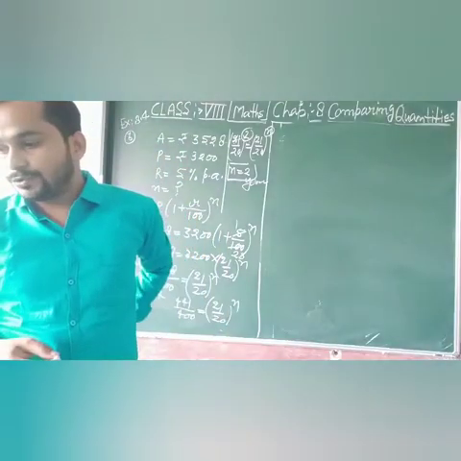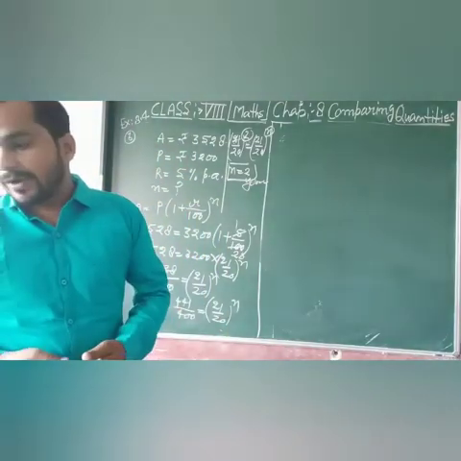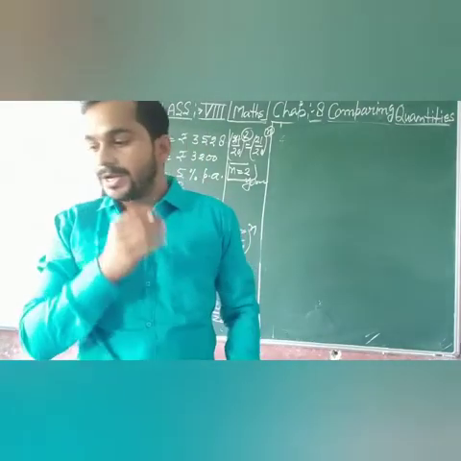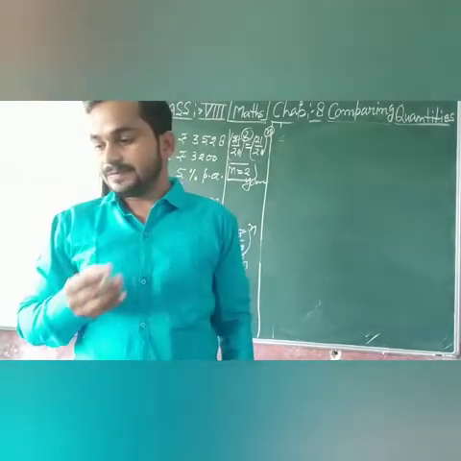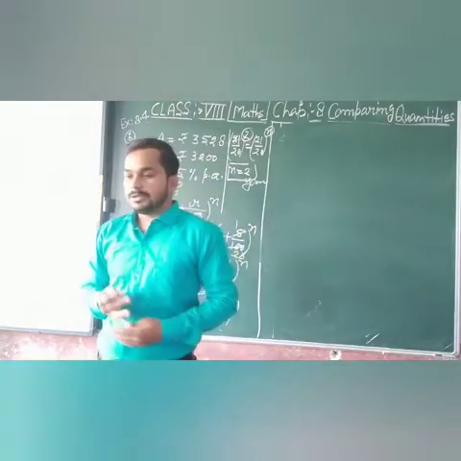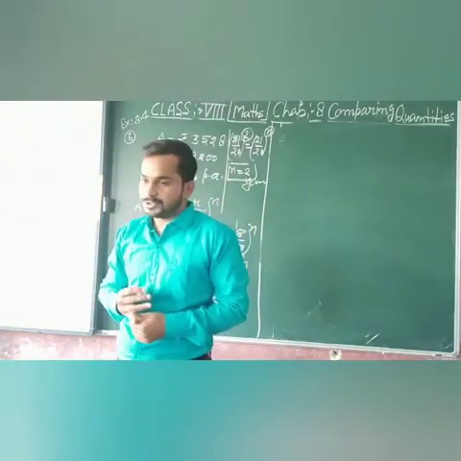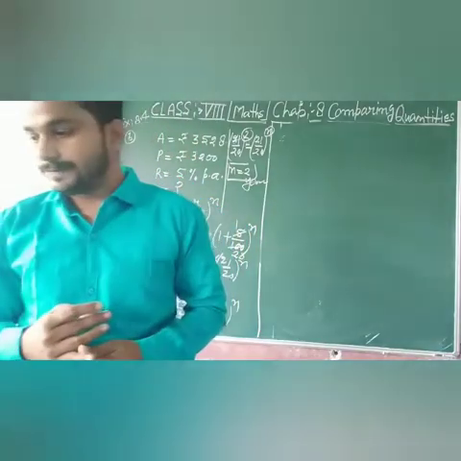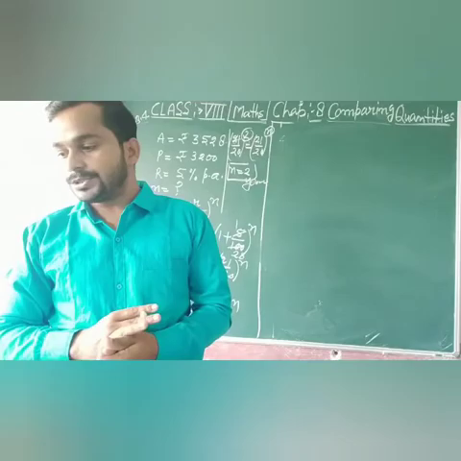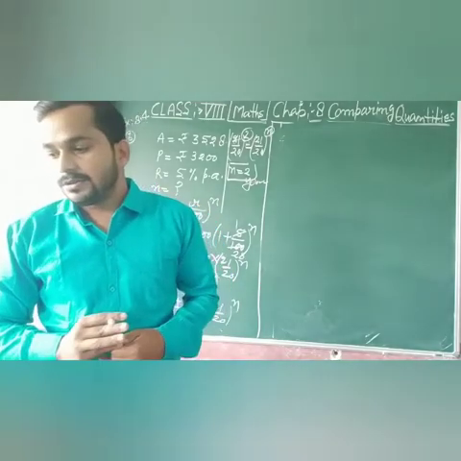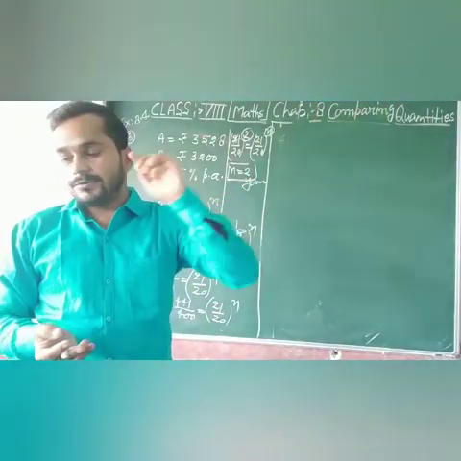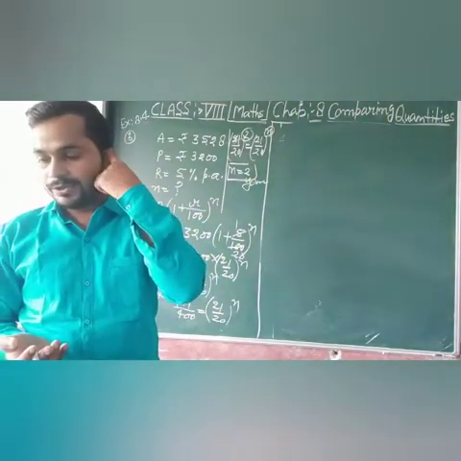Now the C part of this question: find out the compound interest on the sum 5,000 at the rate of 5% per annum for 2 years. Apply the formula of amount, find the amount, then subtract the principal from the amount, and we get the compound interest. D part: the sum becomes 3136 after 2 years. Find out the principal. The amount is given, apply the formula, you have to solve it by yourself.